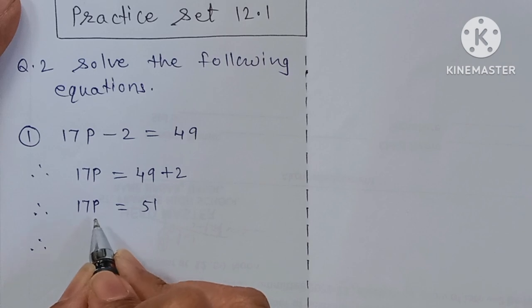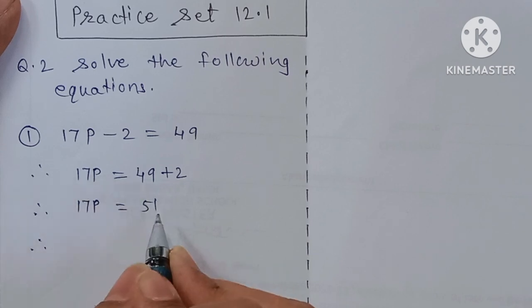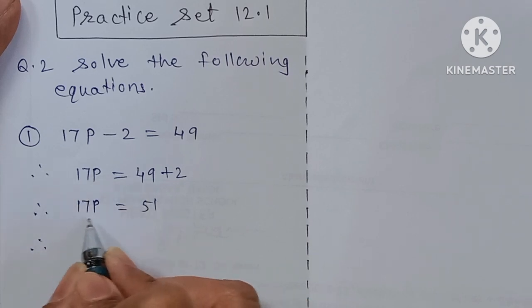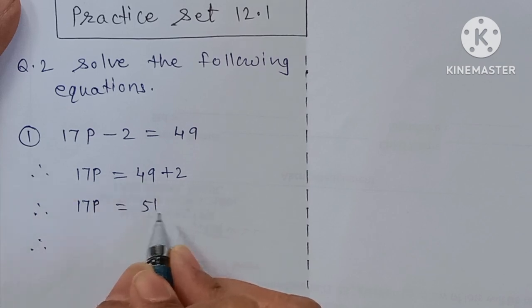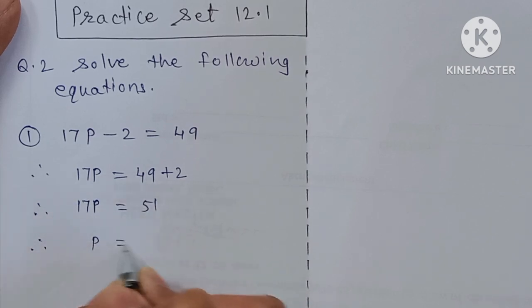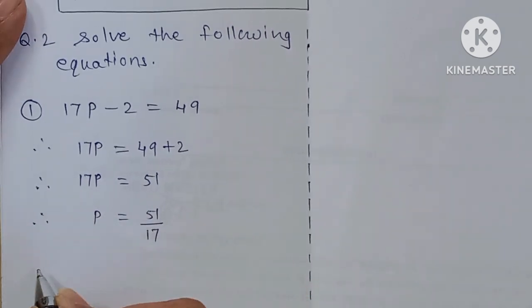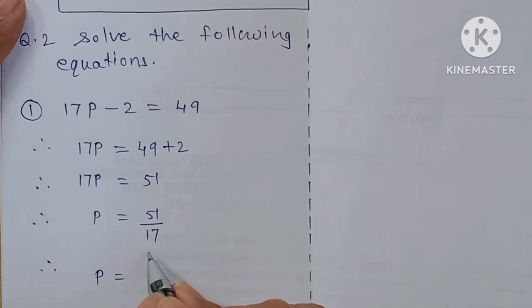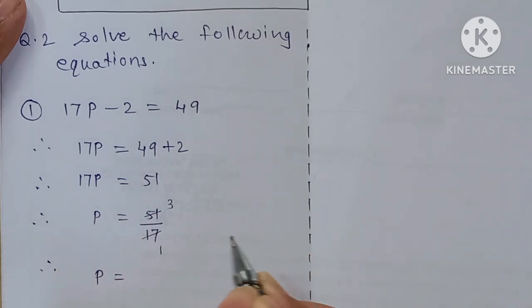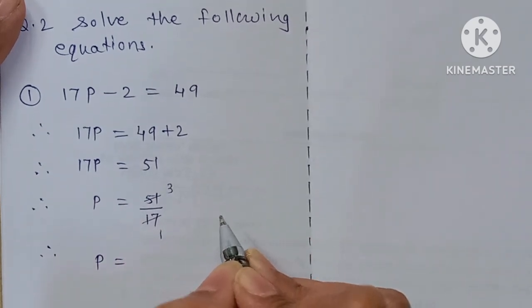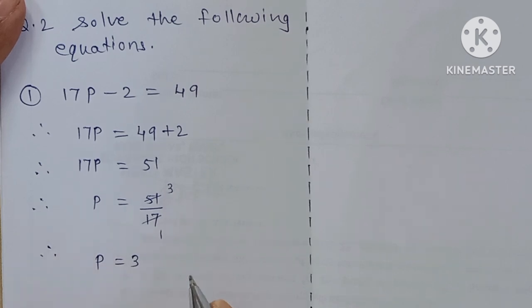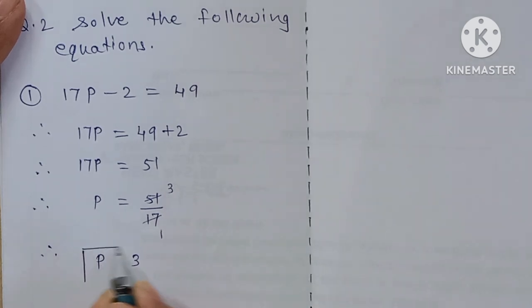51. Now, this 17 is multiplied, it goes to opposite side, divide. यहाँ पे multiply है, opposite side जाएगा तो divide होगा. Means p is equal to 51 divided by 17. Therefore, p is equal to, 17 threes are 51. Means p is equal to 3. Means the value of p is equal to 3.